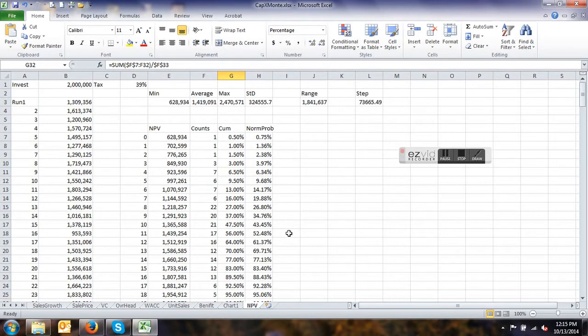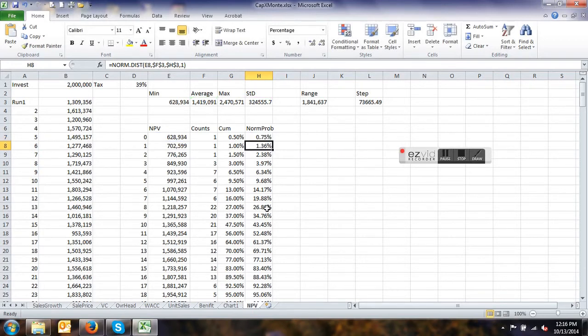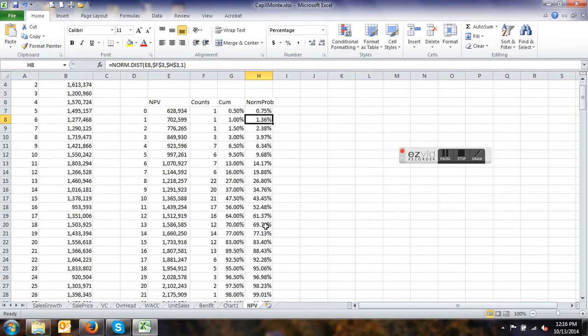Over here we're using the normal probability distribution. So in that case, we're taking the value of NPV, we're plugging it in with the average, the standard deviation, and 1 for cumulative, and dragging that down. So this is what we're going to use to form our downside risk curve. I've done the NPV one. It'd be nice to see an IRR one as well, but I'm not requiring it. And then we just chart it.